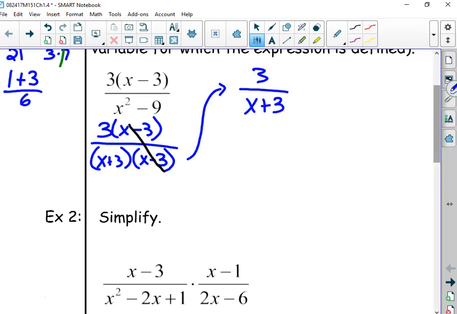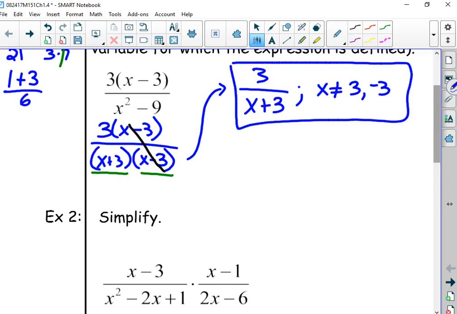And on these problems, they ask you to state where they are not defined. So any x value that makes the denominator 0 in the original, even if it gets factored out, is a place where this is undefined. The x value that would make that 0 would be -3. The x value that makes that factor in the denominator 0 is +3. So our answer is 3 over x plus 3. X can't be equal to 3 or -3. Now, if we were just writing, I would write that as plus minus 3. I believe on the quiz site you're going to have to enter it as 2 separate numbers.